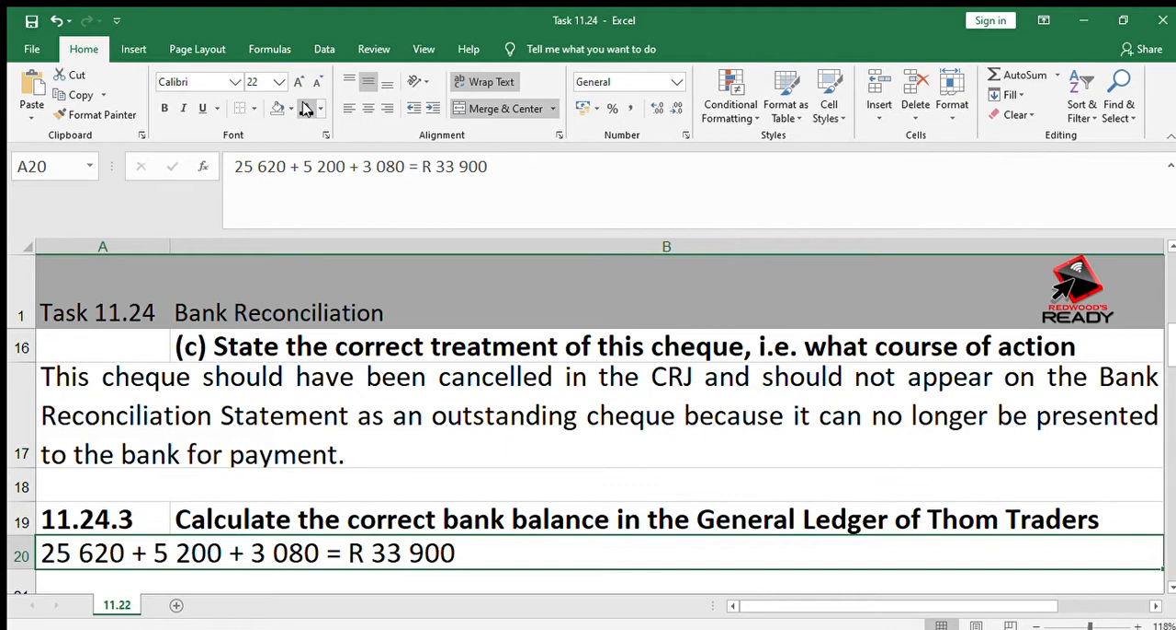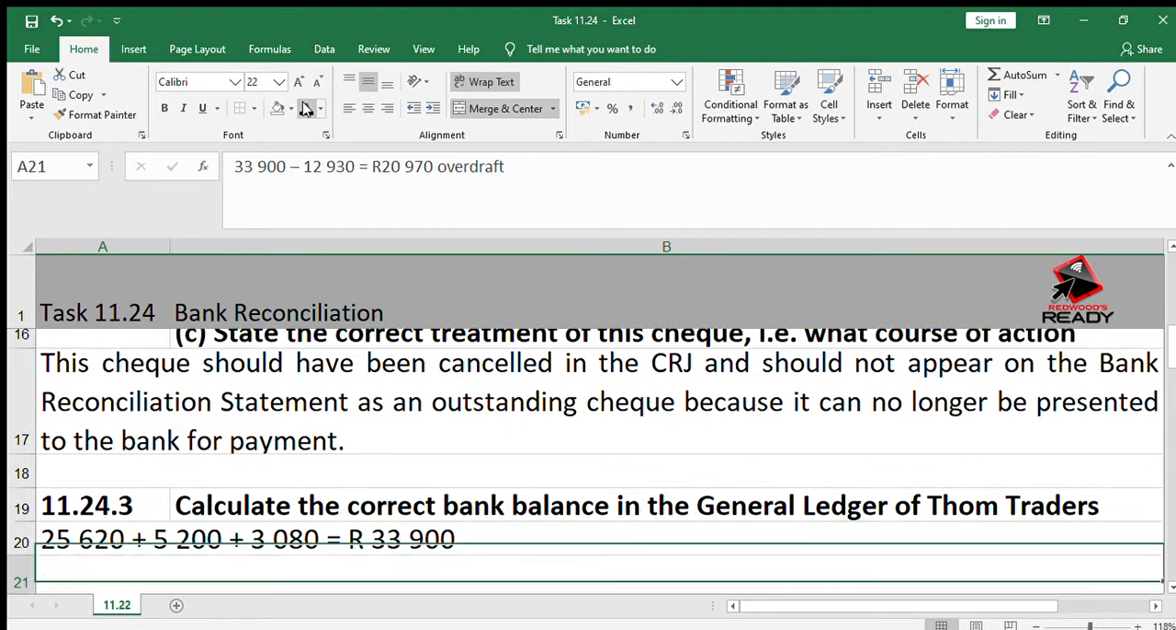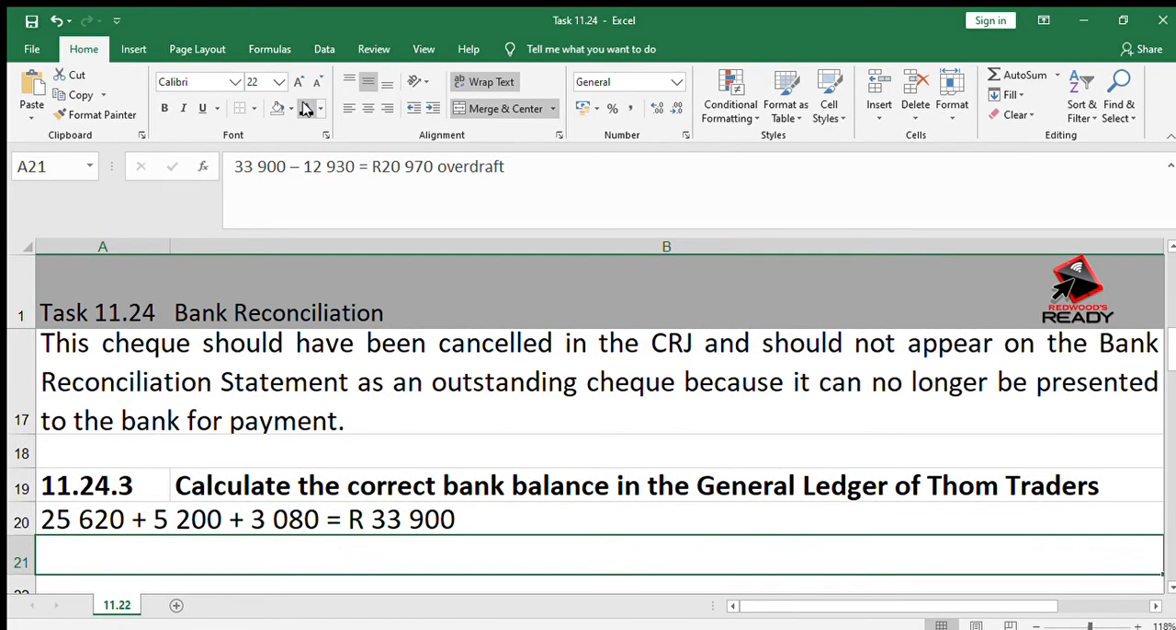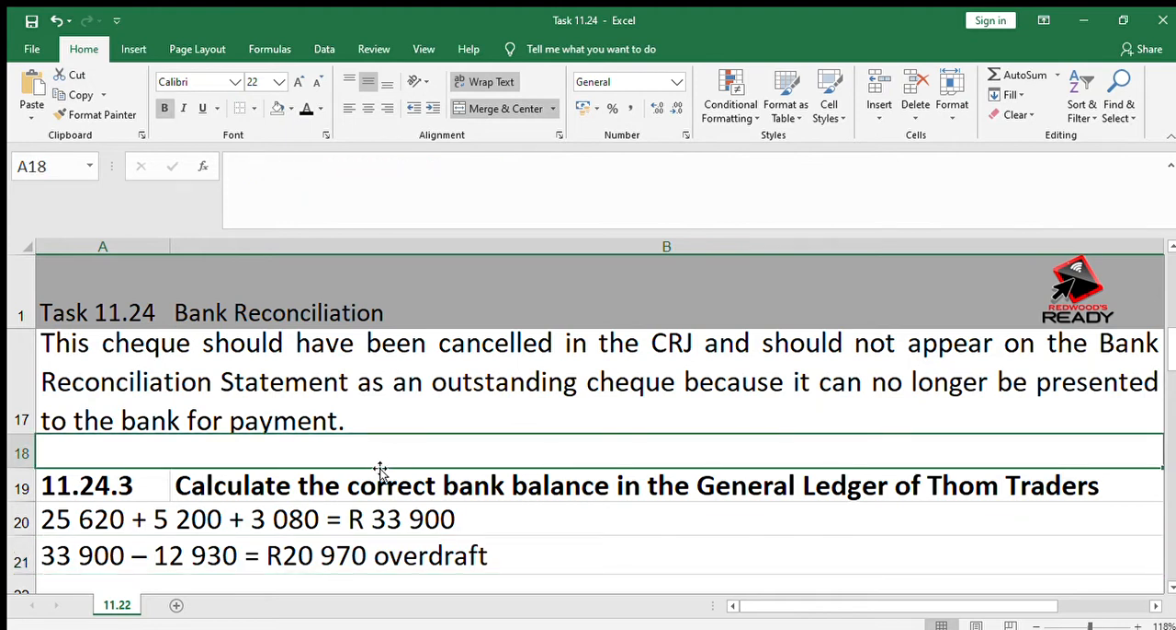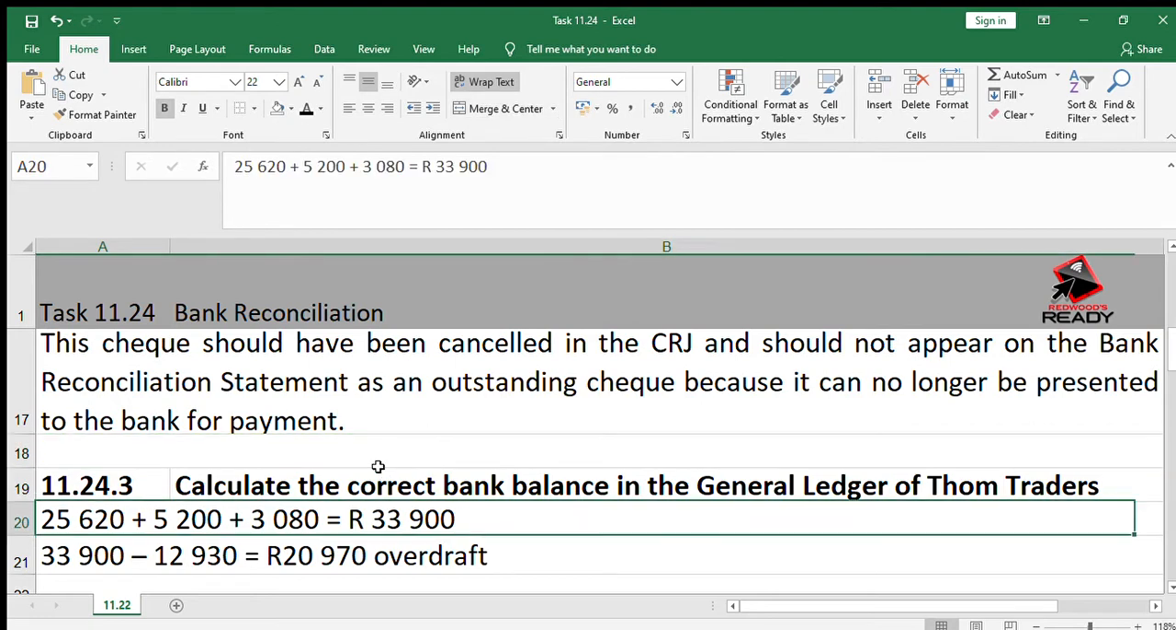Remember, you must exclude the stale check of 5,600. Okay, then we're going to take the debit total which we've just calculated and subtract the amount on the credit side, which is 12,930, and that gives us 20,970. Okay, now 20,970 is in the credit column, therefore it's an overdraft.